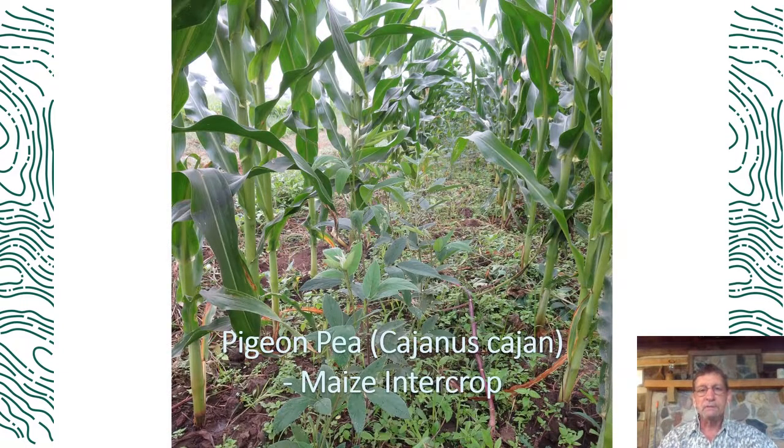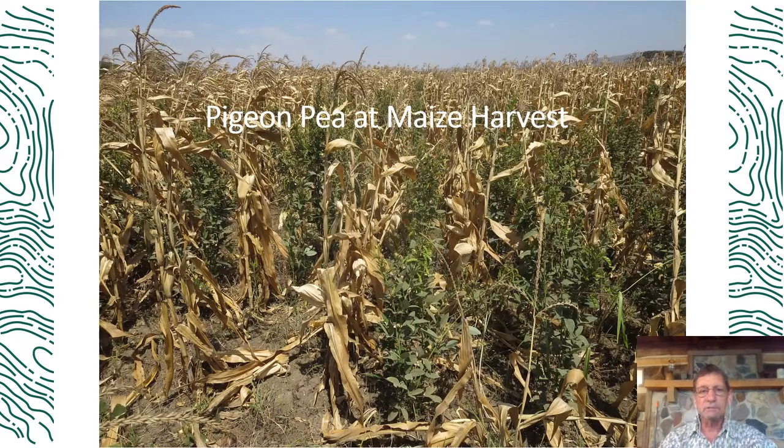Pigeon pea is a fantastic intercrop with maize because in its young stages it provides no competition to the maize plants. But once the maize is mature, pigeon peas can begin to grow, produce a crop for human consumption, produce forage for animals, firewood, and soil cover.